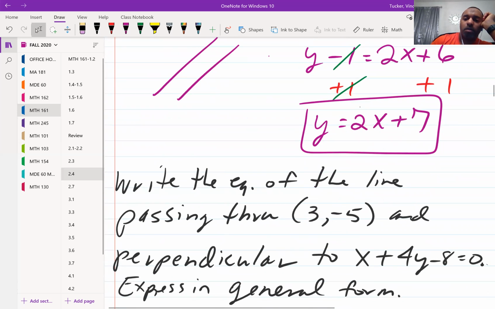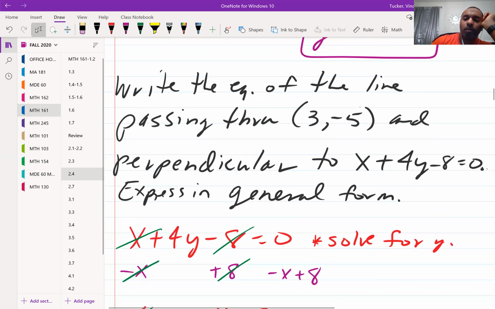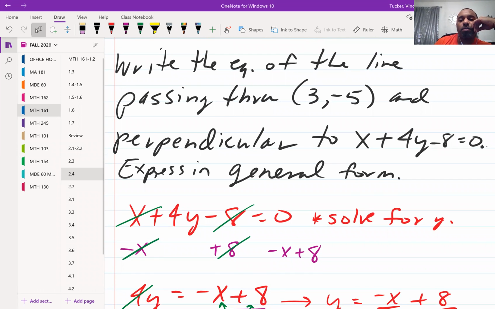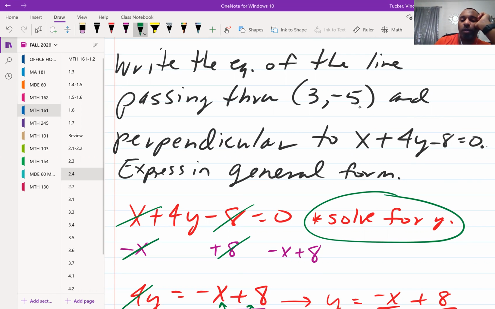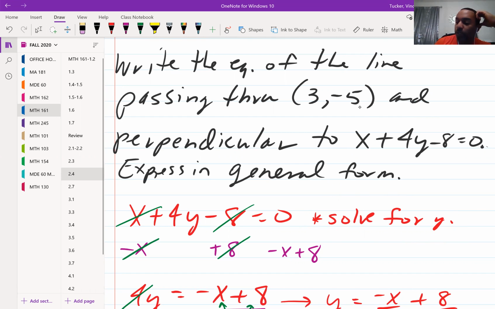All right, let's do another one. Write the equation of the line passing through 3, -5, and perpendicular to x plus 4y minus 8 equal to 0, and then express in general form. We'll talk about what that means when we get down to it. But the first thing we recognize is that we have this equation x plus 4y minus 8 equal to 0, and we need to solve it for y first so we can pick out what the slope is. So I subtract the x and add 8 to both sides of the equation so that they cancel out on the left.